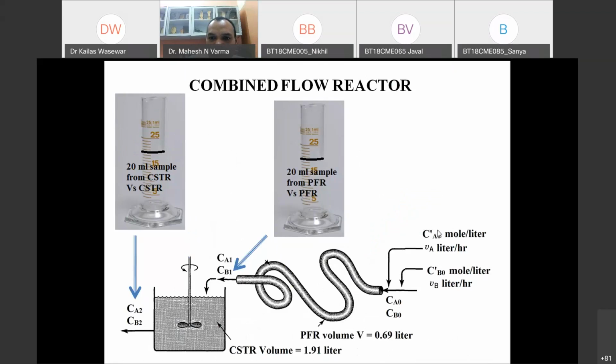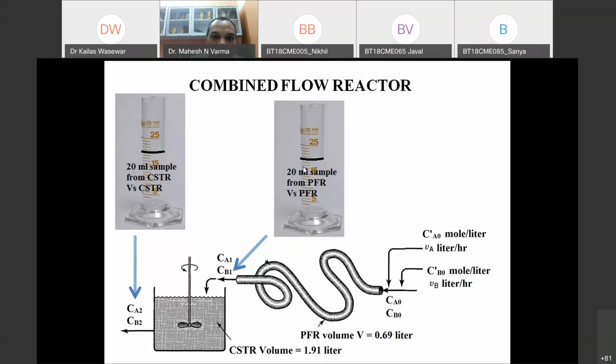Anyway, you can estimate this very easily. If this is pure NaOH, you can titrate it with HCl and get the concentration. But as this is a mixture of ethyl acetate and NaOH, after sampling also the reaction is going on, as this is a non-catalytic reaction. The reaction will not stop after it comes out from the PFR. The reaction is going on here.